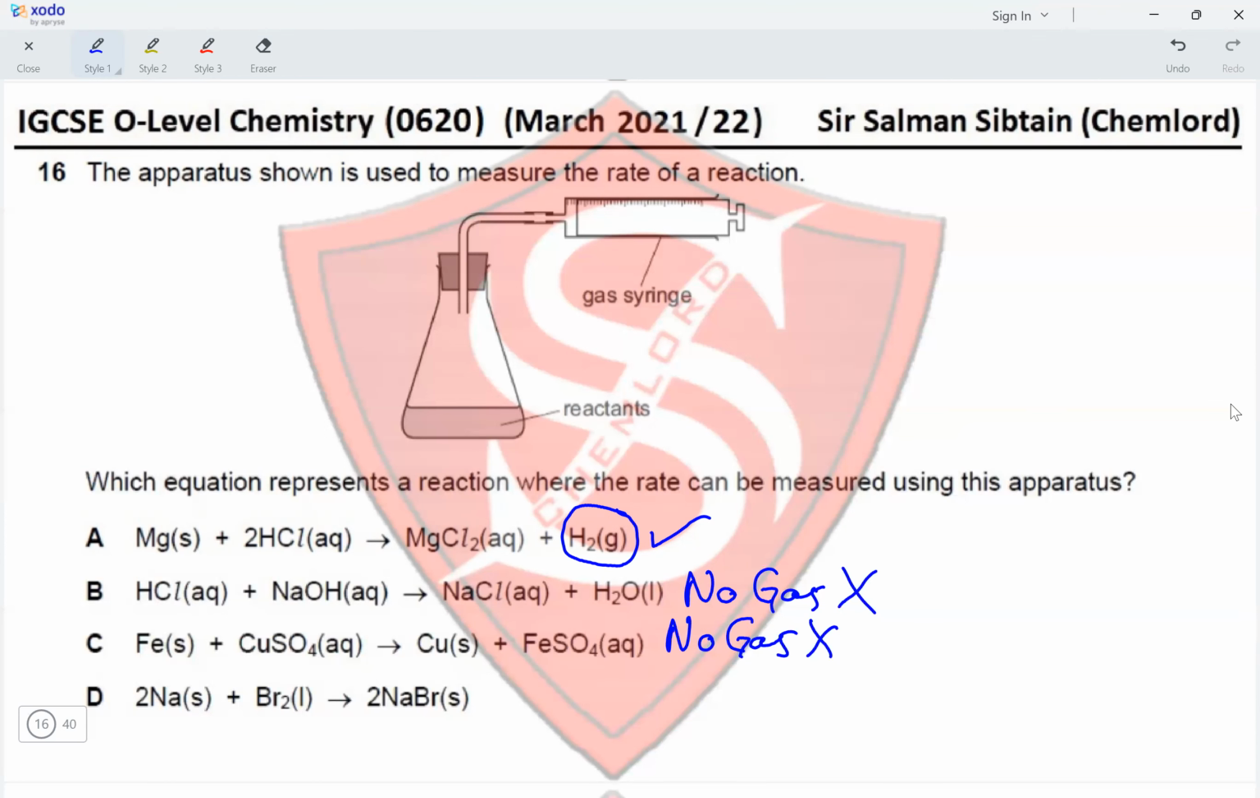And the last equation is 2 moles of sodium metal reacting with bromine liquid producing sodium bromide solid. And again, in this reaction, we don't have any production of a gas. So the given apparatus is not suitable for measuring the rate of this reaction. So this makes option A the correct option for this question.